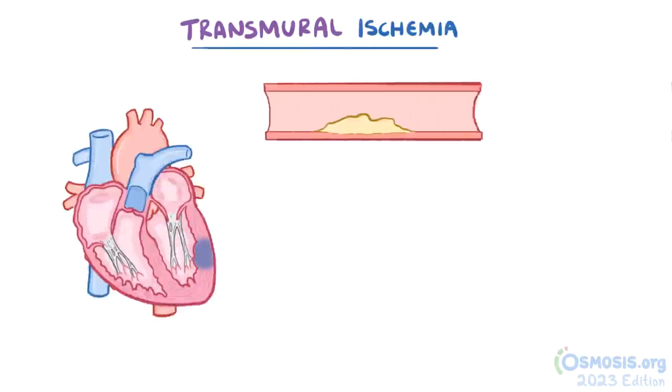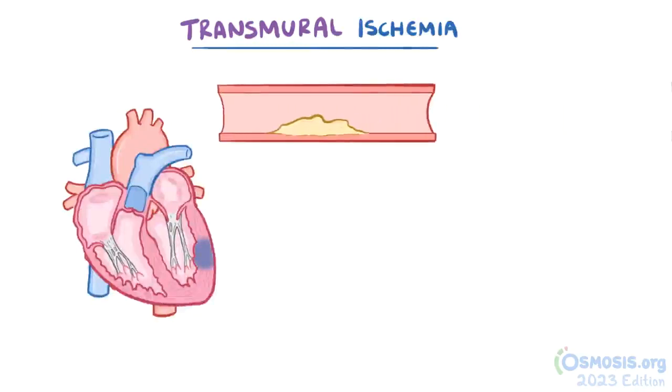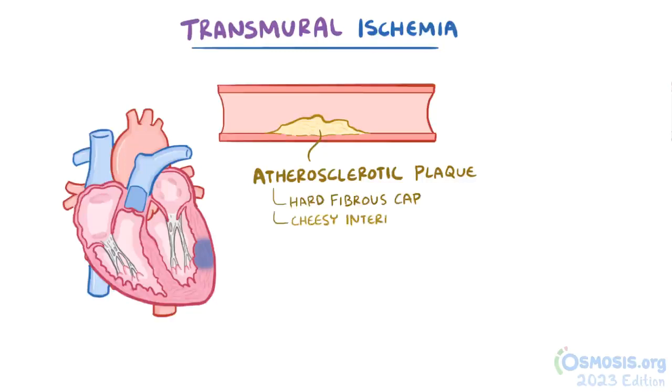All right, so next there's transmural ischemia. And this can happen when a coronary artery is narrowed from an atherosclerotic plaque buildup over time. Now, there are two parts to this plaque: a hard fibrous cap and a soft cheese-like interior. As the blood flows past the plaque, the fibrous cap can sometimes rip, and that cheesy interior is exposed and considered thrombogenic, meaning that blood clots form on it really quickly. And that can quickly plug up blood flow.